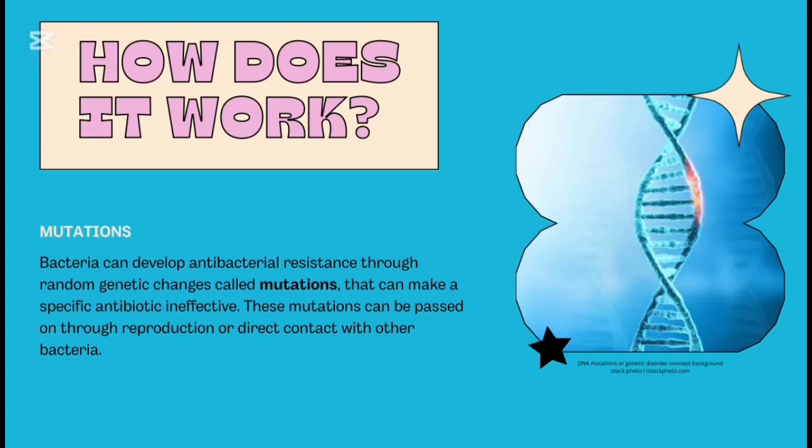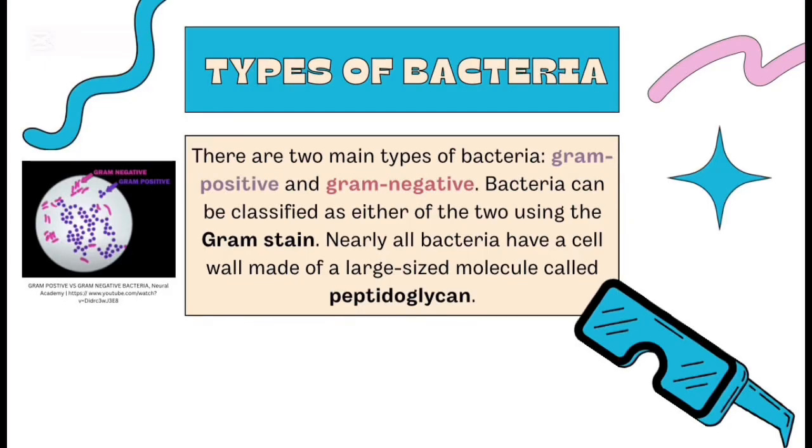How does antibacterial resistance work? Bacteria can develop antibacterial resistance through random genetic changes called mutations that can make a specific antibiotic ineffective. These mutations can be passed on through reproduction or direct contact with other bacteria. There are two main types of bacteria, gram-positive and gram-negative. Bacteria can be classified as either of the two using the gram stain, which will be discussed later in the video. It should be noted that nearly all bacteria have a cell wall made of a large-sized molecule called peptidoglycan.